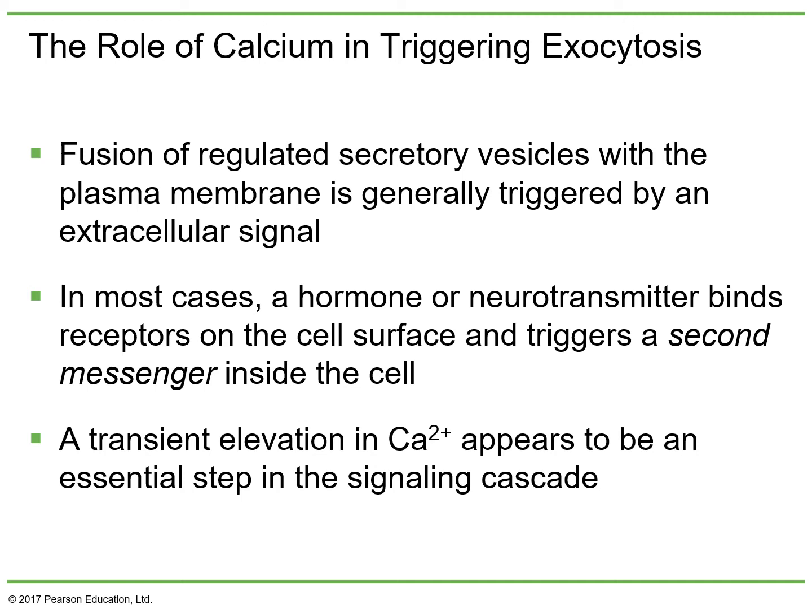The fusion of regulated secretory vesicles with the plasma membrane is usually triggered by an extracellular signal. In most cases, the signal could be a hormone or a neurotransmitter that will bind a specific receptor on the cell surface and will trigger the release or the synthesis of a second messenger within the cell. Now, during regulated secretion, a transient elevation of the intracellular concentration of calcium ions would often appear to be an essential step in the signal cascade leading from the receptor on the cell surface to the exocytosis process.